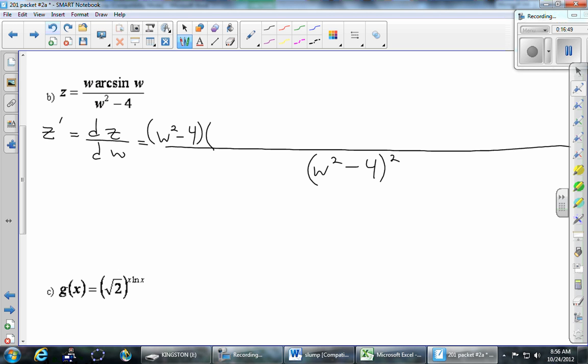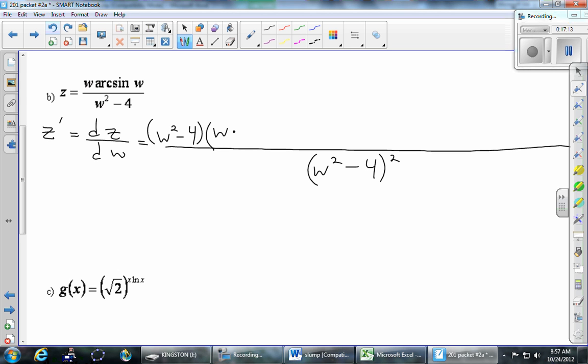And now I see that the top is actually kind of complicated too. What rule is that up there? That is a product. W's times W's. Okay, so let's do the product rule. So product rule upstairs, first times derivative of the second. First times derivative of arc sine of W.